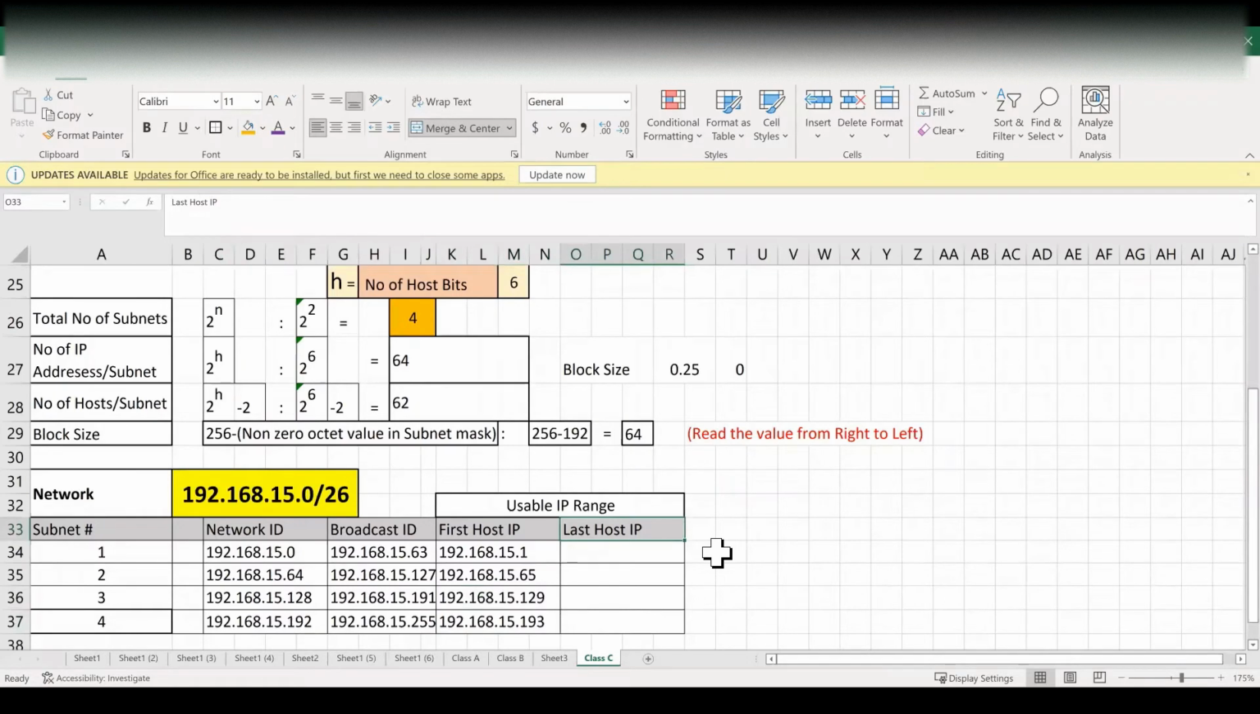So we are going to find out the last host IP address. The last host IP address is the previous IP address of the broadcast ID. So the broadcast ID is 192.168.15.63. So the previous IP address is 15.62. We have to deduct one IP address from our broadcast ID. The same way, when we deduct for the next broadcast ID, we will get 15.126. The same way we have to do it for the remaining last host IP addresses.